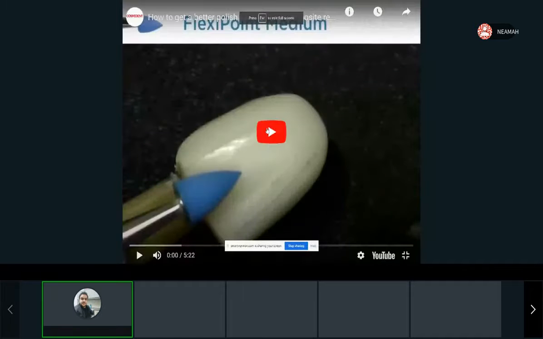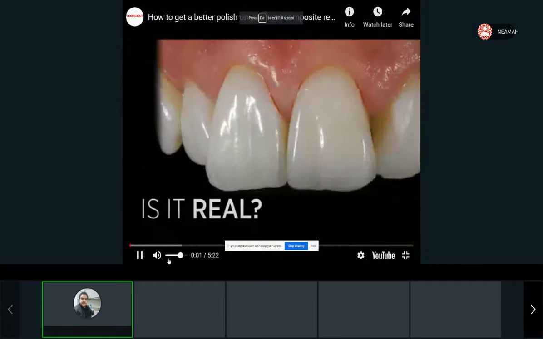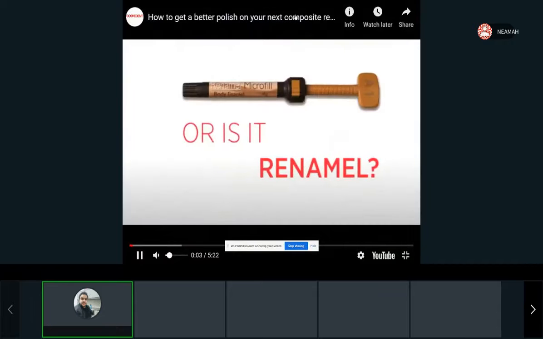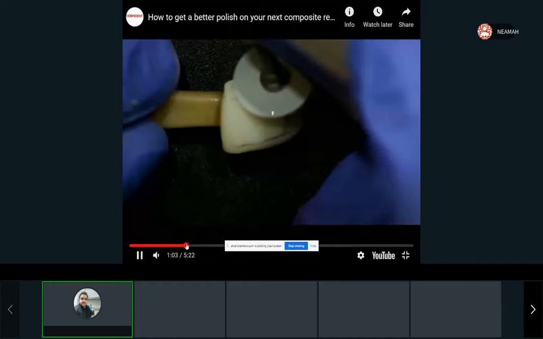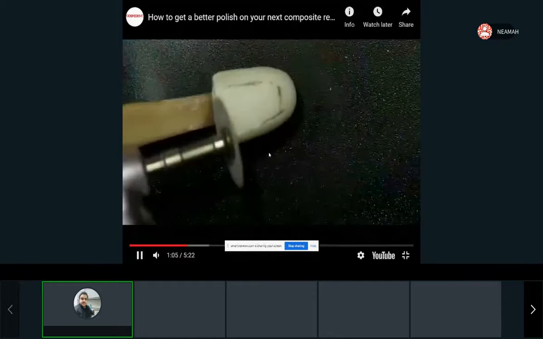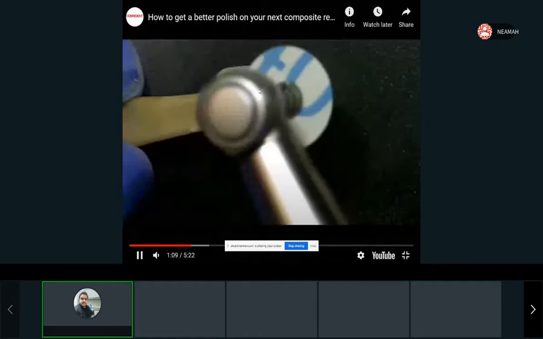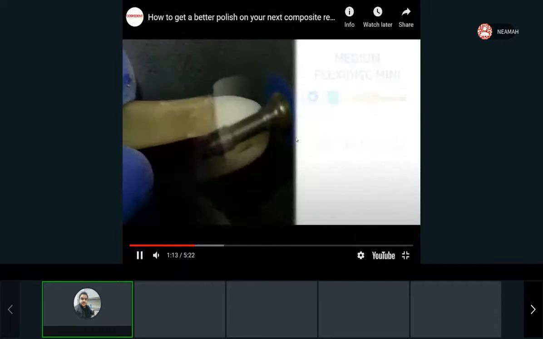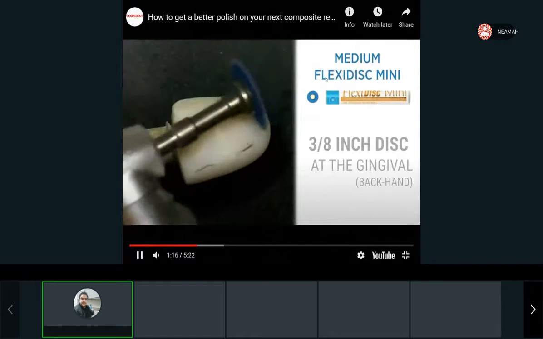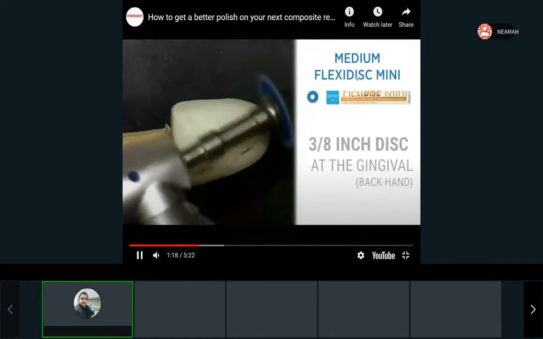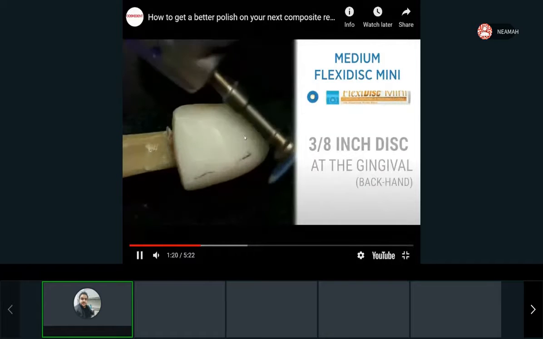So this is composite polishing. Let's move on to here. You can see now it doesn't look like a tooth at all, right? It's just the shape of a tooth. They're going to start using different types of discs and materials. See, this one is a medium flexi disc. You can see it's flexible when you use it.